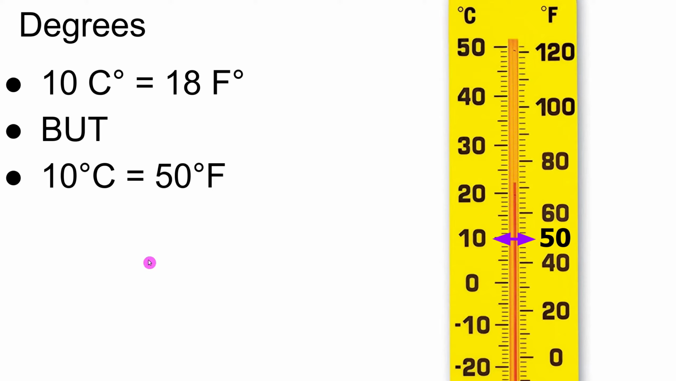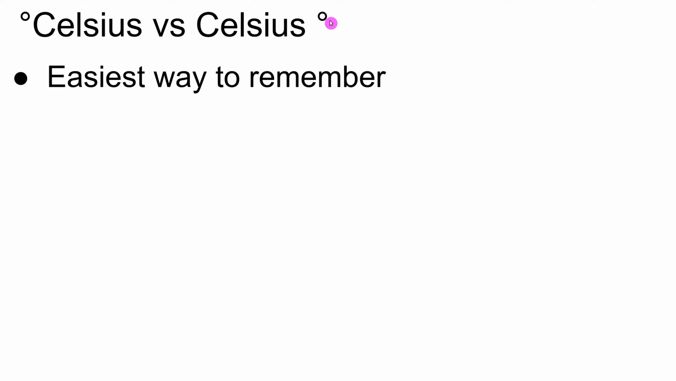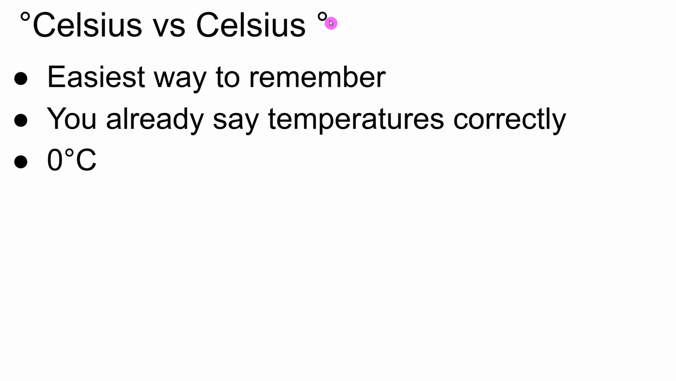So that's pretty much it. 10 Celsius degrees equal 18 Fahrenheit degrees. 10 degrees Celsius, that's a temperature, equals 50 degrees Fahrenheit. That's a temperature. So degree Celsius, that's a temperature. Celsius degrees, those are degrees. Easiest way to remember, you already say temperatures correctly. 0 degrees Celsius, that's a temperature.